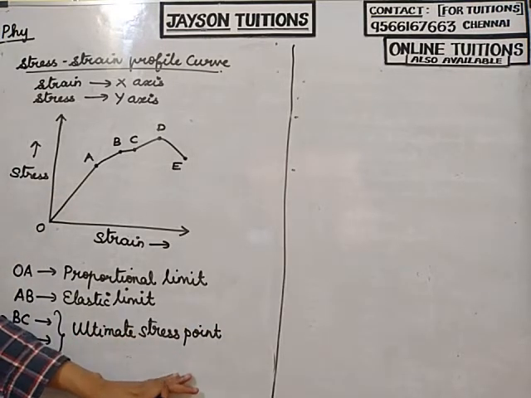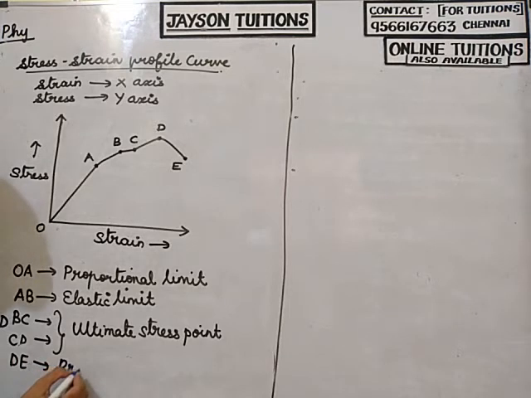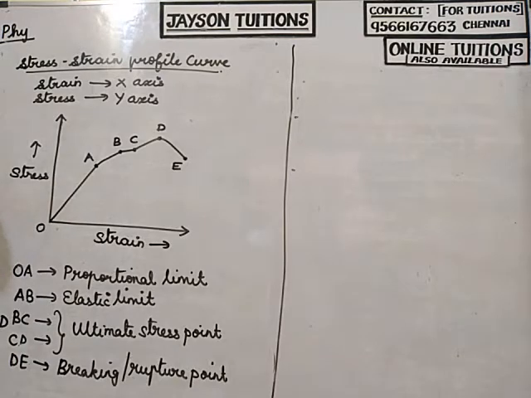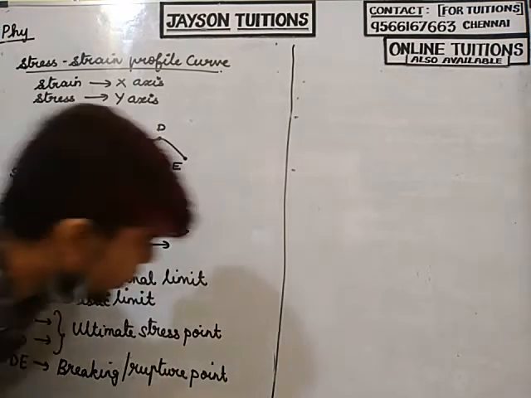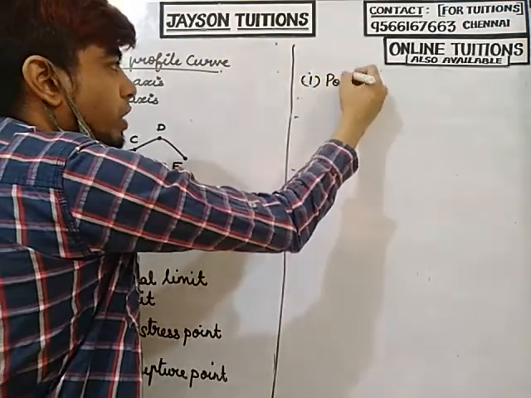And E: after this also, if I give stress, what will happen? The wire will break. So this point is called the breaking or rupture point. First I am going to explain the portion OA.